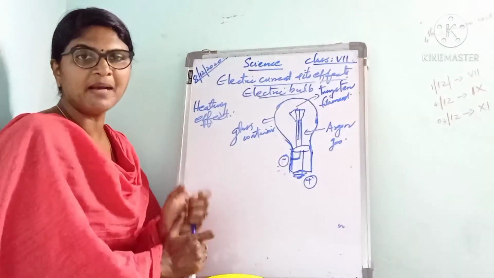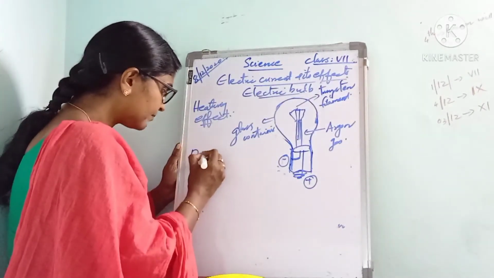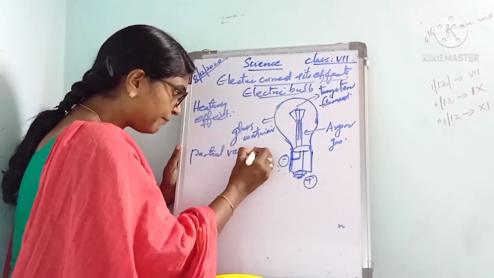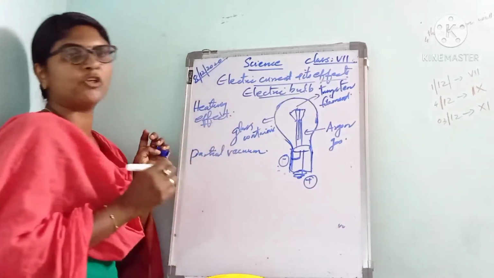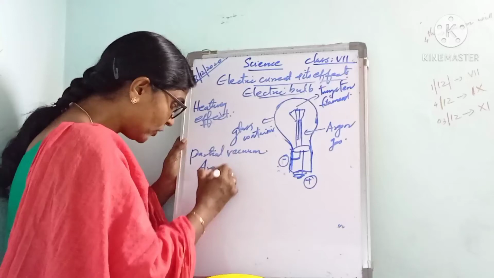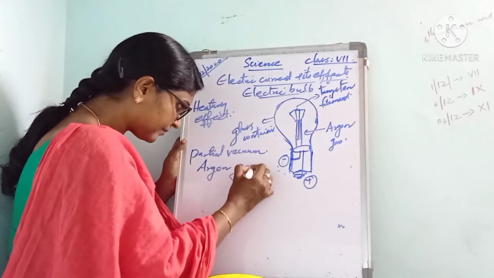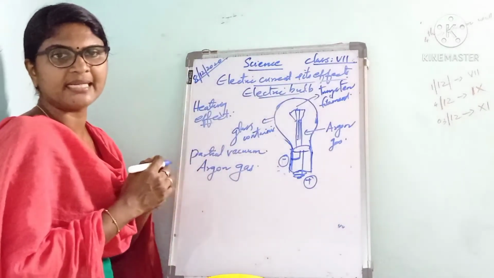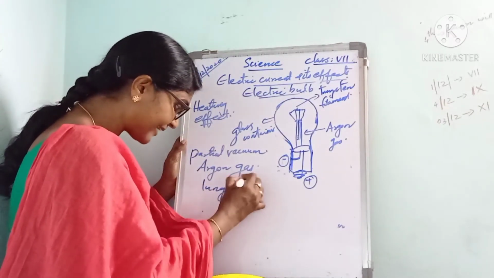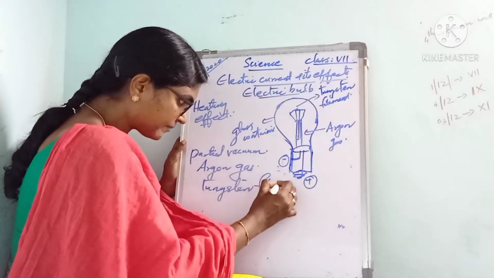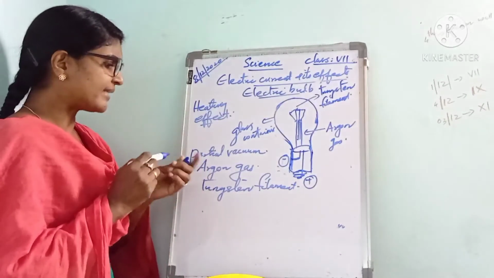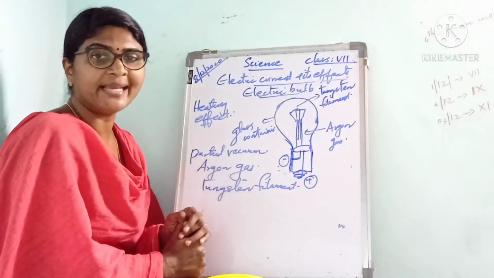The bulb has a partial vacuum. Vacuum means no air; here it is a partial vacuum. The bulb has a partial vacuum, argon gas, and a thin filament of tungsten, the tungsten filament. These are the important parts of an electric bulb.